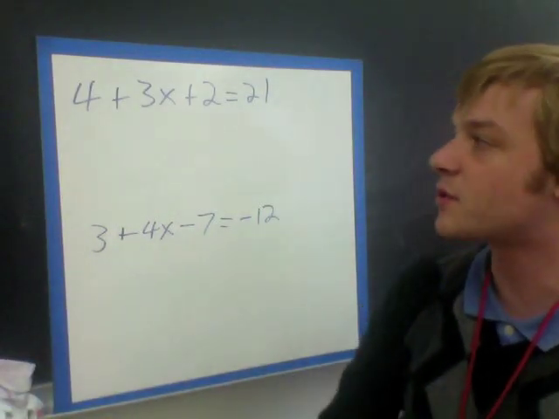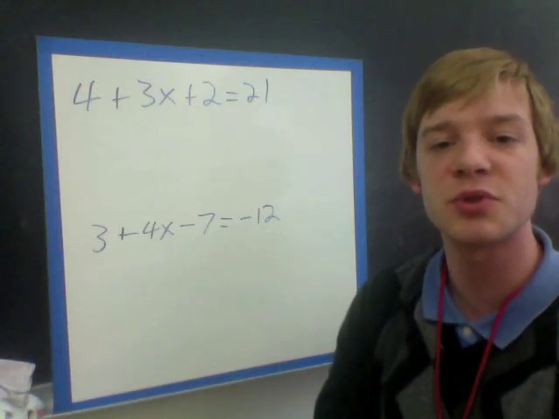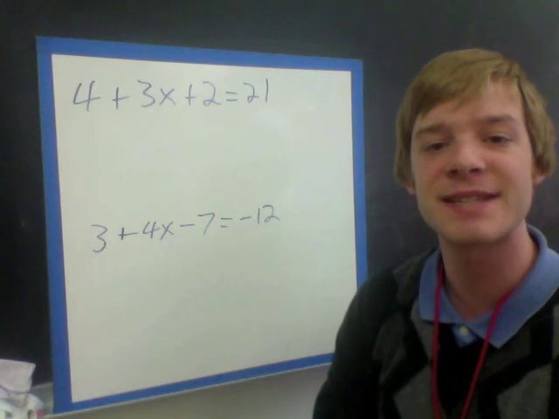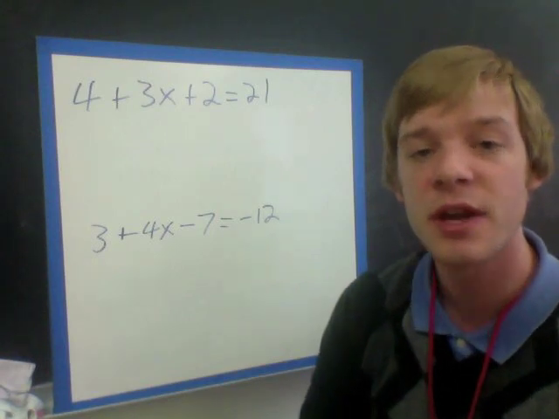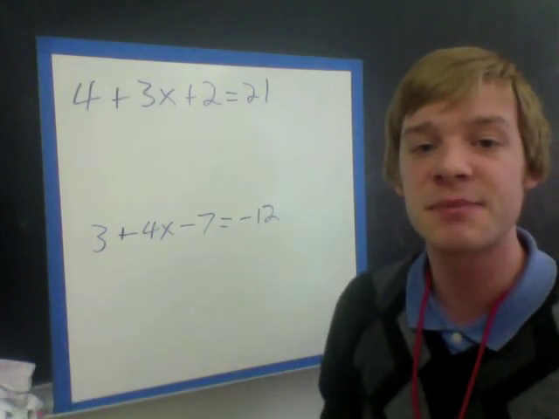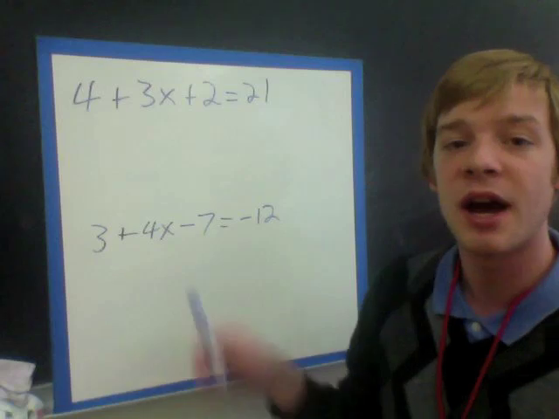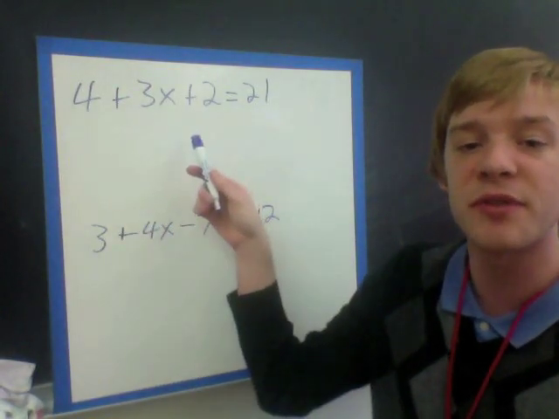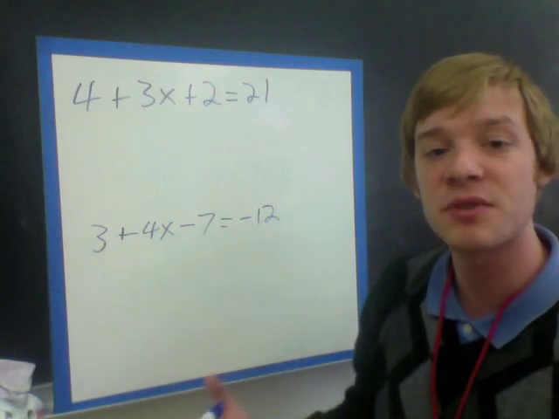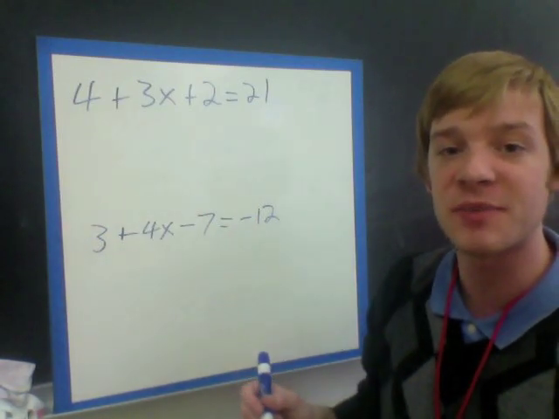So here we have a few examples. I've got 4 plus 3x plus 2 equals 21, and I also have 3 plus 4x minus 7 equals negative 12. And we want to solve these out, but we're going to start by simplifying by combining like terms. So for instance, I have this 4 and this 2 on the left side here. These are both like terms, so I can add those together before I start to solve. So if I add 4 plus 2, that's going to give me 6.